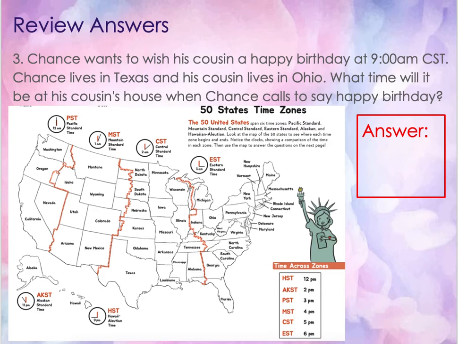Next one, right? Chance wants to wish his cousin a happy birthday at 9 a.m. Central Time. Chance lives in Texas and his cousin lives in Ohio. So first I would find where Texas is, right? Chance lives in Texas and his cousin lives in Ohio right here. So it's in a different time zone, I already know that. What time will it be at his cousin's house when Chance calls to say happy birthday? So what time will it be in Ohio when in Texas it's 9 a.m.?